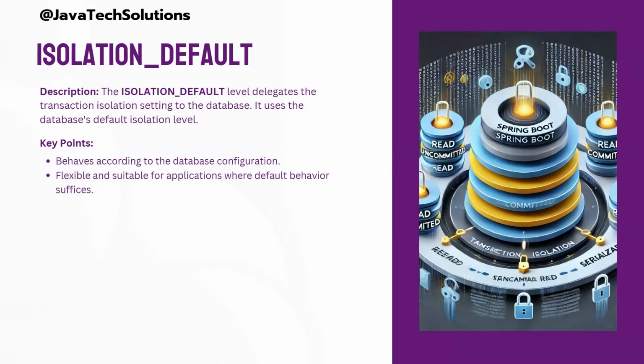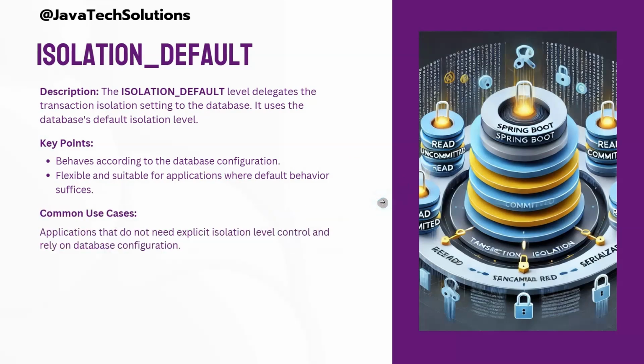If we talk about the key points of isolation default, it behaves according to the database configuration because it's a default property. We are not going to override anything over here. We are just using the default database configurations. It's also flexible and suitable for applications where default behavior suffices. It means we just depend on the default behavior, then this particular isolation is applicable. We are not going to modify anything for this particular property.